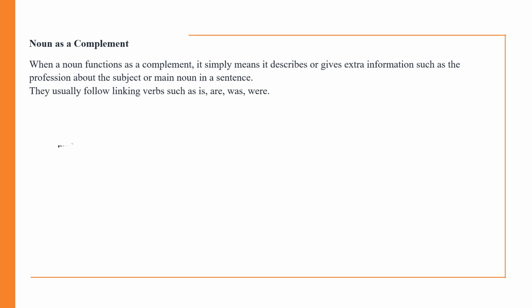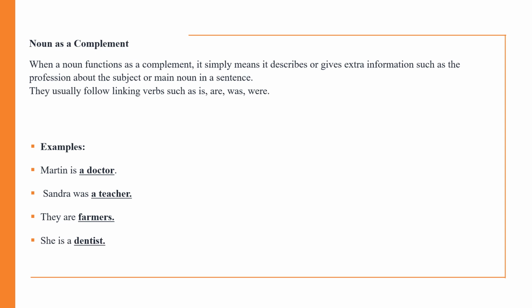Example: Martin is a doctor. Sandra was a teacher. They are farmers. She is a dentist. You would obviously know that the linking verb keeps changing to indicate the tense of that particular sentence.